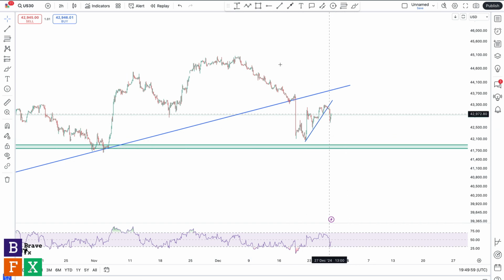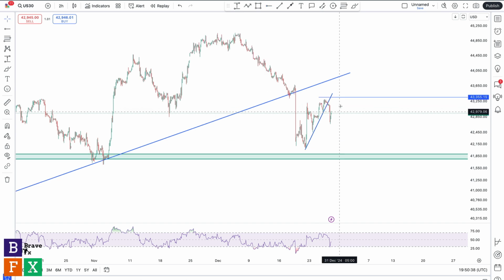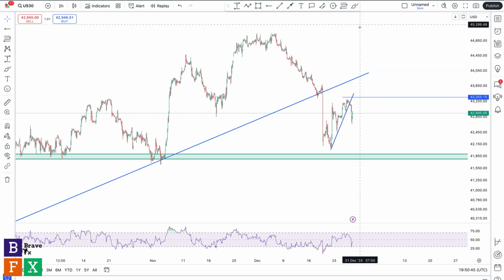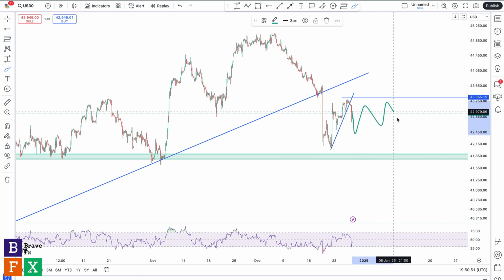So if you are going short right now, stop loss should be very tight around these highs. If this is going to be too much of a risk for you, then there's no need to panic. All you have to do is stay patient and wait for better confirmation. That confirmation could be waiting for price to consolidate even more, right? More consolidation followed by a move to the downside.